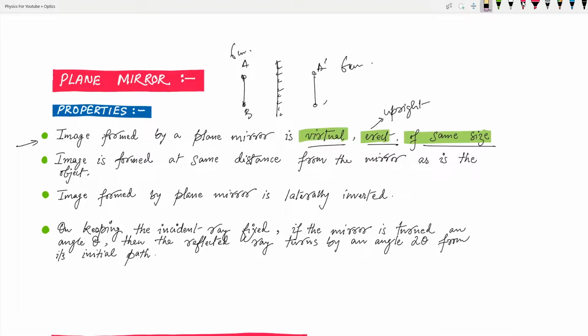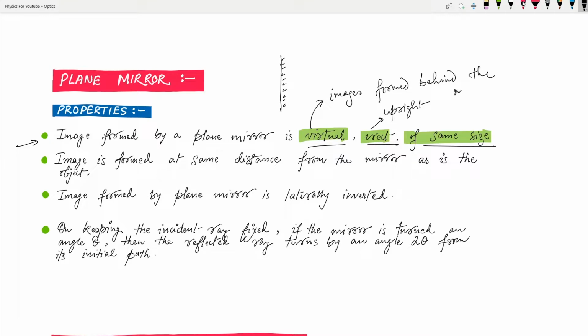Now I will build this concept over time as the video rolls on, but as of now, since you're new to this concept, I can say that virtual images are those images that are formed behind the mirror. So virtual images are those images formed behind the mirror. As of now, this is the simple concept that I can provide. I'll build upon it, don't worry.